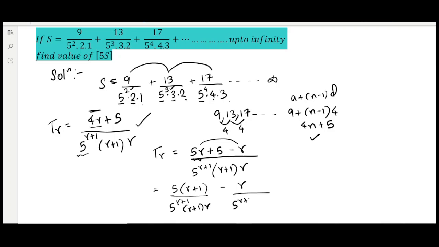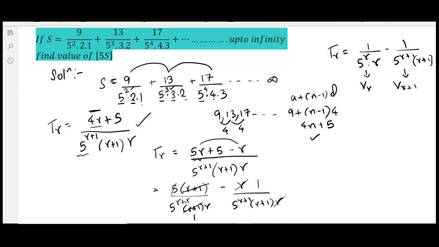You can see that r and r are getting cancelled here, and r plus 1 and r plus 1 are getting cancelled here, and 5 is also getting cancelled. So what we get finally is the general term will be 1 upon 5 raised to power r into r, minus 1 upon 5 raised to power r plus 1 into r plus 1. Now if it is Vr minus Vr plus 1, it forms a perfect telescopic series.